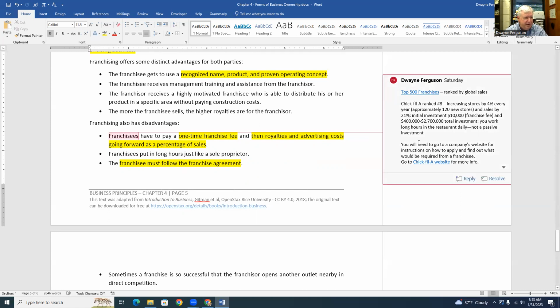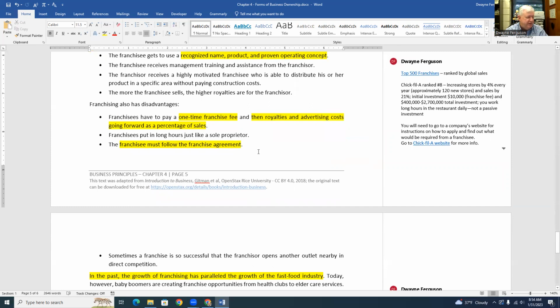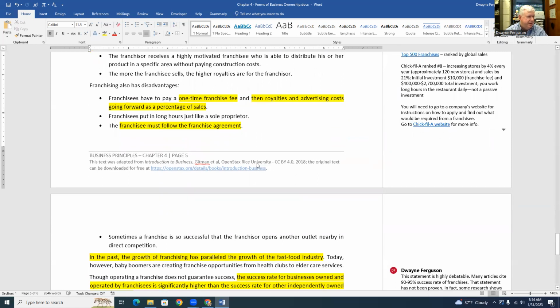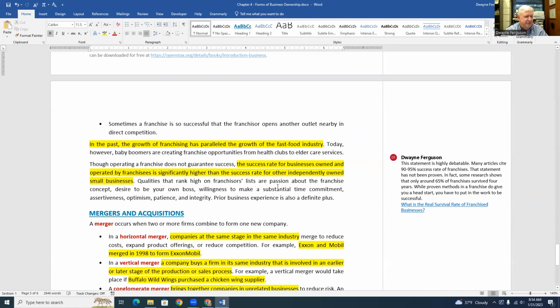Anyway, you can click on the link and go to all the top 500 franchises and see what's available out there. You can go to Chick-fil-A if you want to see what they do as far as franchising goes. There are franchises all over the place. It takes a little investment, a lot of investment really, and a lot of your time to make it work. So the question is, is that a better deal than just starting a sole proprietorship, or a partnership, or an LLC?